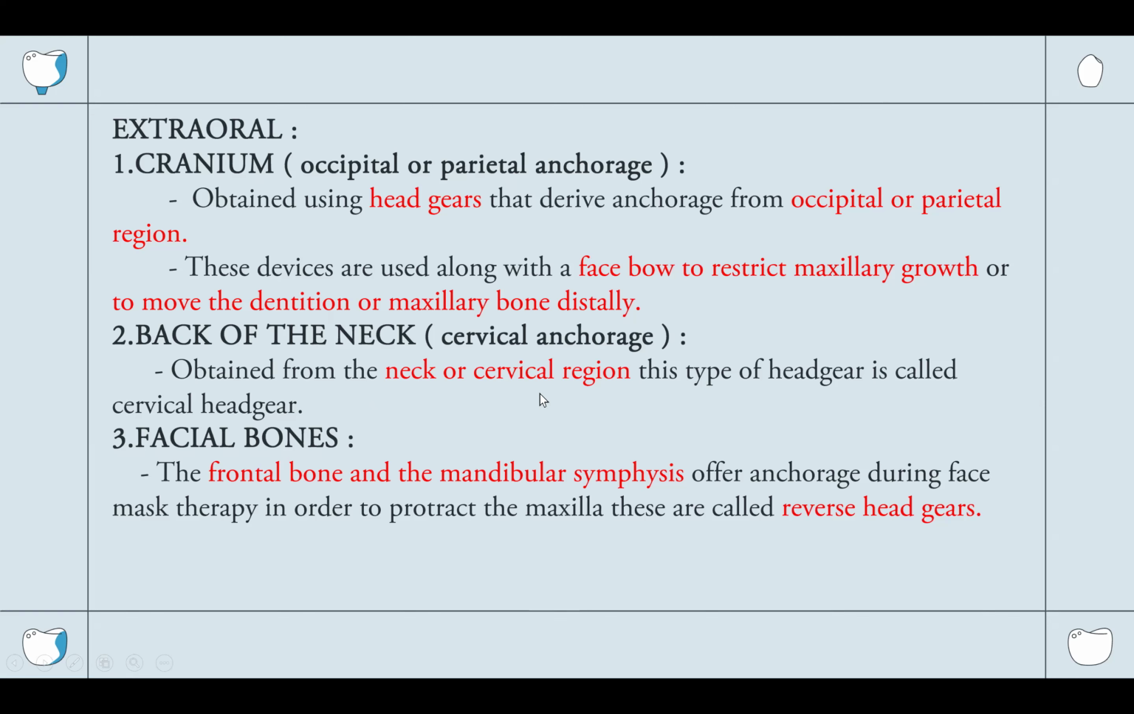This is obtained from the neck or cervical region. This type of headgear is called cervical headgear. Facial bone. The frontal and the mandibular symphysis offer anchorage during face mask therapy in order to protract the maxilla. These are called headgears.